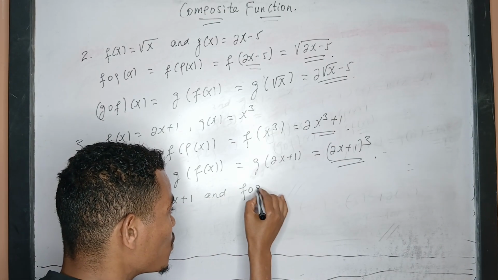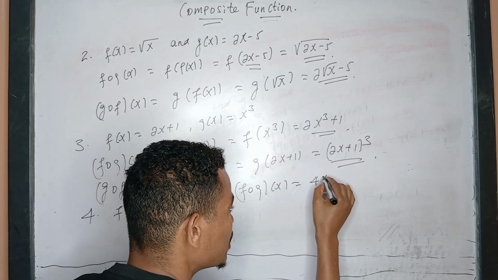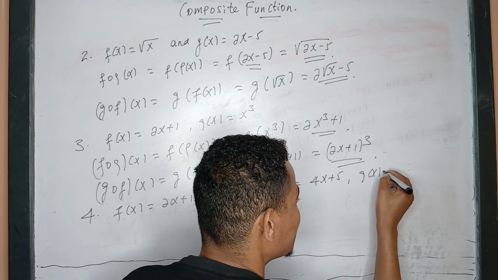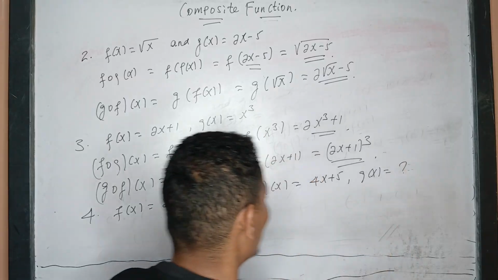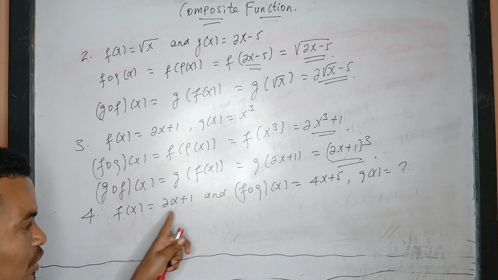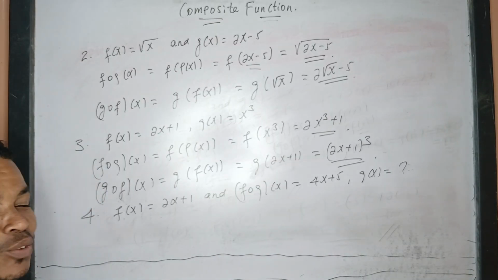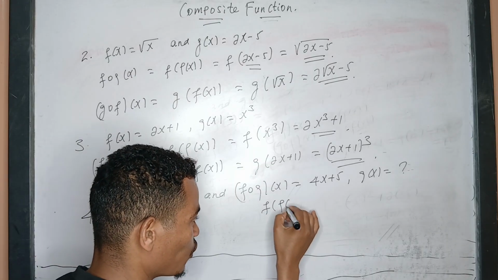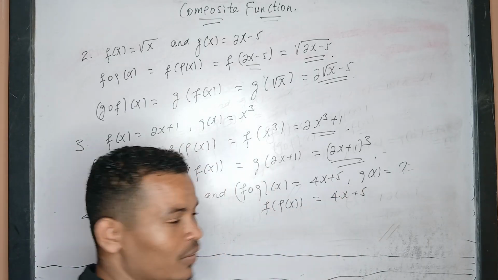Question number 4. If f of x is equal to 2x plus 1 and f of g of x is equal to 4x plus 5, then find g of x, or the values of the function g of x. Here a composition function is given and one function is given. Now here f of g of x is given as 4x plus 5.